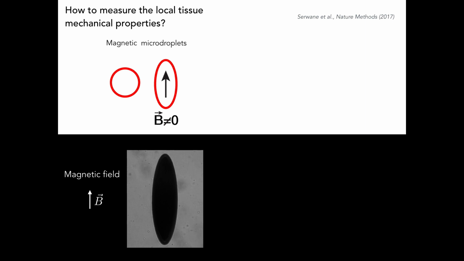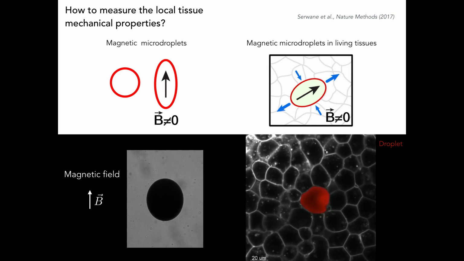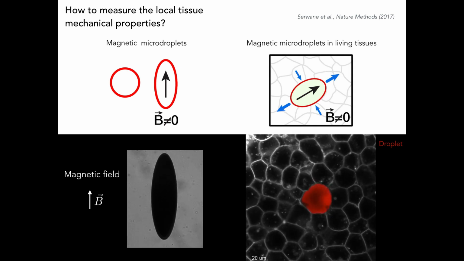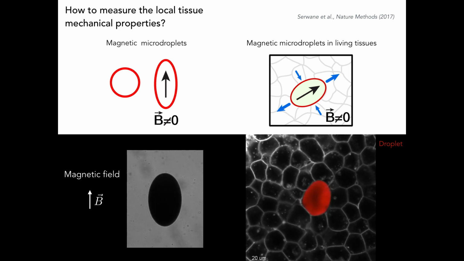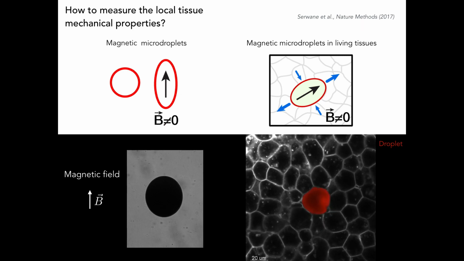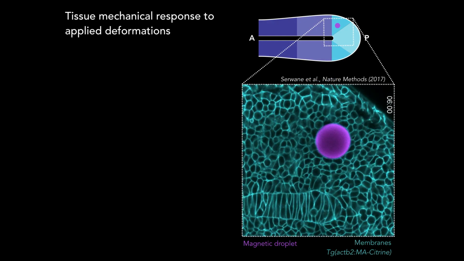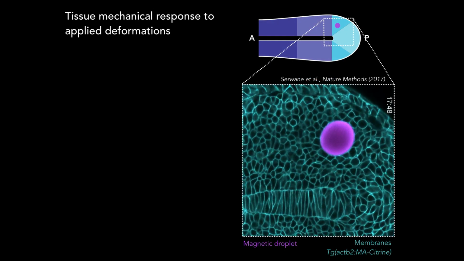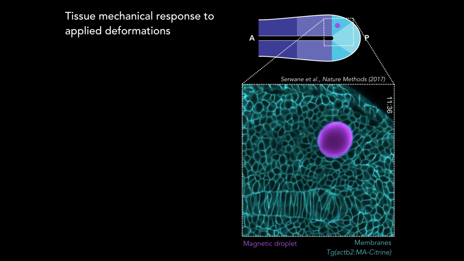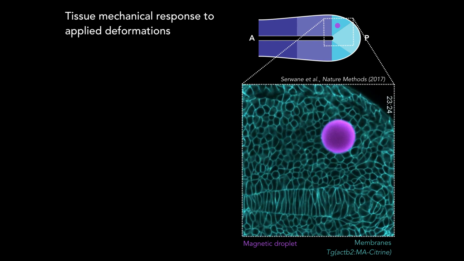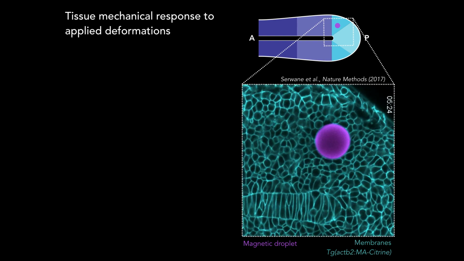So the idea is that you put this droplet inside a tissue, apply a magnetic field, poke on the cells around, and see how the tissue responds. This is exactly what I'm showing you here. You have a droplet, we turn a magnetic field on and off, and you can see that we can poke the tissue. So we took these droplets and put them in the tissues during body axis elongation, and then we deformed them. Here we were playing a little bit with it, deforming in different directions. You can play with the direction as well.